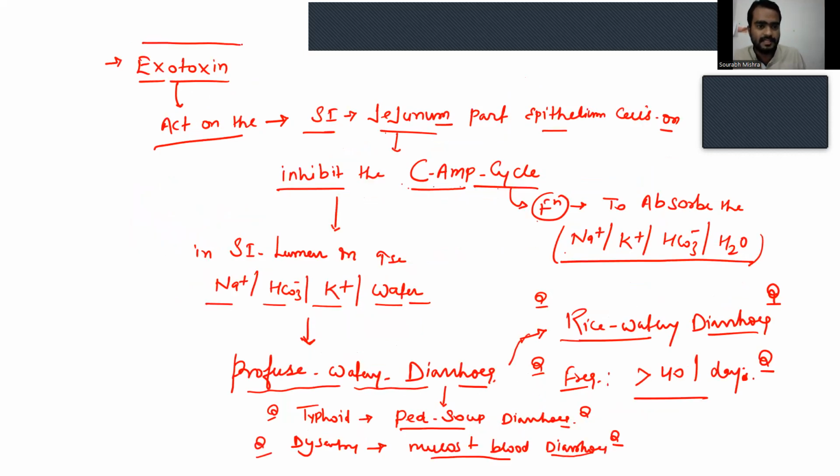Now we are going to discuss the exotoxin. The exotoxin acts on the small intestine, especially the jejunum, on its epithelial cells, and inhibits the cAMP cycle, the cyclic adenosine monophosphate cycle. This cAMP cycle is responsible for absorbing sodium, potassium, bicarbonate and water from the intestinal lumen.